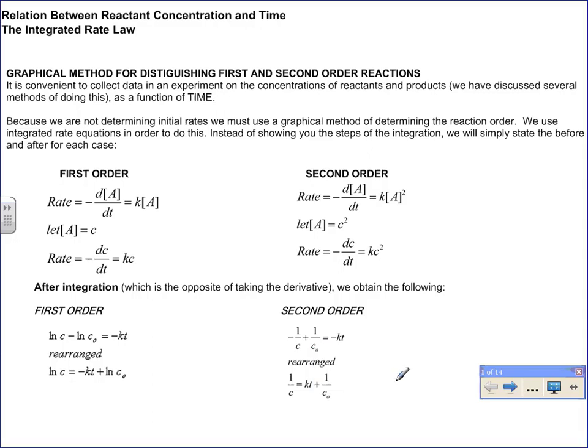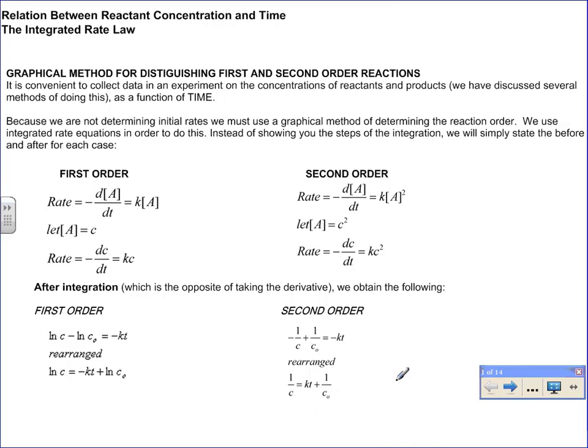In the previous lesson, you examined the way in which you can determine the rate law for a reaction by doing an initial rates experiment. In the initial rates experiment, we were changing the concentration of certain reactants independently of everything else and monitoring the effect on the initial rate of the reaction. And the initial rate of the reaction is measured at time zero.